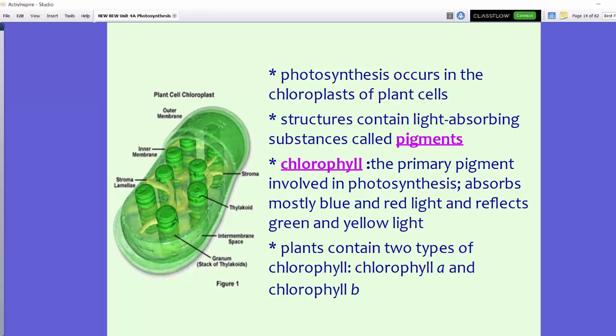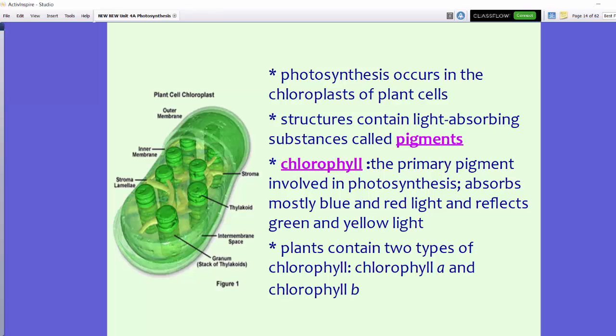Now, the reason why we see leaves as green is because the chlorophyll absorbs mostly blue and red light, and it reflects the green and yellow, which is why we see green, because it's reflected off of those particular organelles. So we see the green light instead of the blue and red because those blue and red lights are actually absorbed.